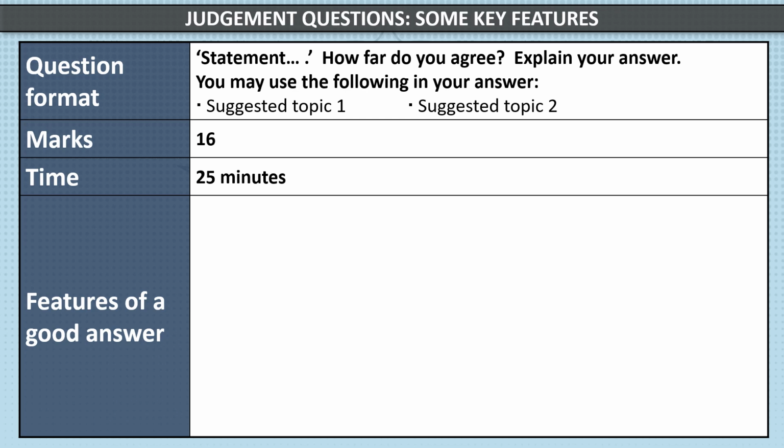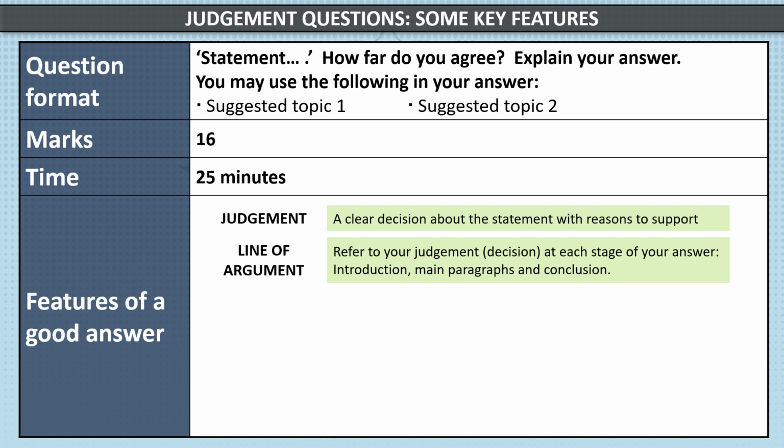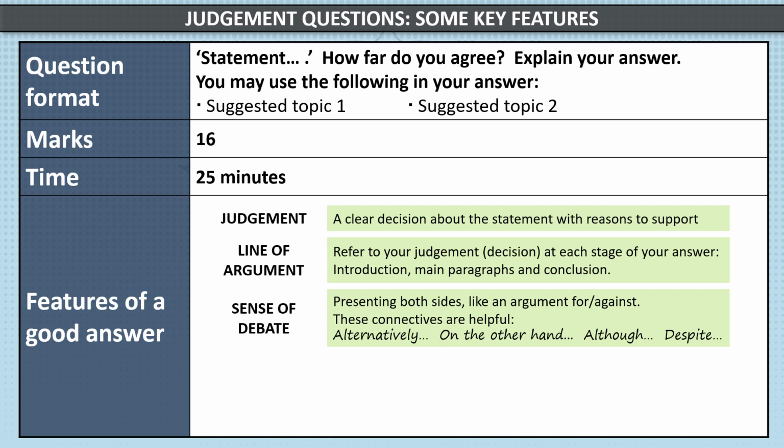Now we can say that a good answer will have the following features. A judgment. This means you need to come to a decision about whether you agree with the statement or not, and you must back this up with reasons. A line of argument. This means you should keep referring back to your decision throughout each stage of your answer. You also need a sense of debate. This means you need to show balance, considering both sides of the issue. There are some connective phrases you can use to do this, like on the other hand.